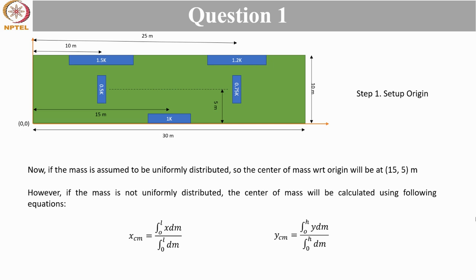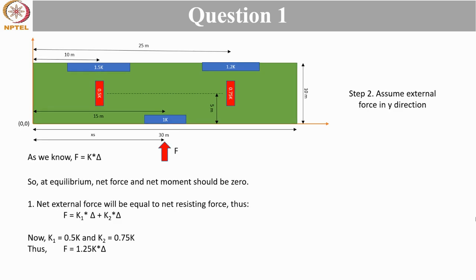In this question, the mass is uniformly distributed. However, if the mass is not uniformly distributed, the center of mass will be calculated using the following relation. The x center of mass will be the integration of x dm upon integration of dm along the x length, and y center of mass will be the integration of y dm upon integration of dm along the y length. So in the present question, the center of mass is at 15, comma 5.